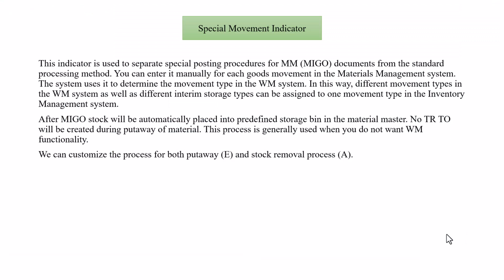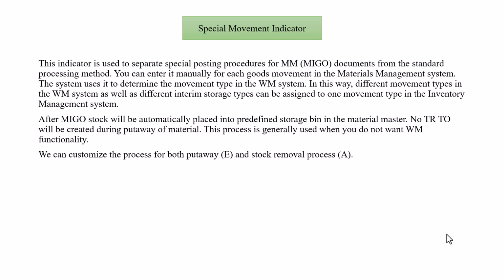Next indicator is spatial movement indicator. So what does this spatial movement indicator actually do? This indicator is used when we generally do not want to follow the warehouse management process. So this indicator is used to separate the spatial posting procedure, like whenever we have a goods receipt and we do not want to follow the TR TO process, then we can use this indicator.